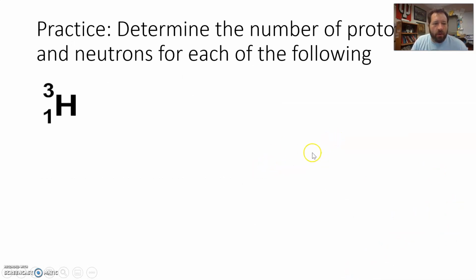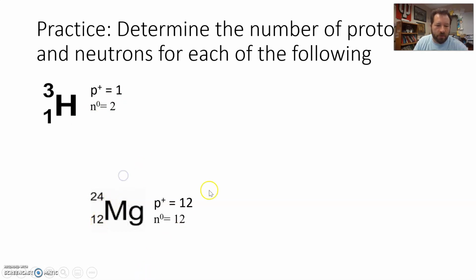Okay, let's take a look at a couple of examples here. Hydrogen has 1 proton. That's what the symbol here tells us, but also what the H tells us. If it has a mass of 3, that must mean it has 2 neutrons. 2 plus 1 gives us 3. Magnesium 24. And that 12 right there tells us that there are 12 protons. Protons plus neutrons equal 24. So 12 plus 12, there must be 12 neutrons as well.